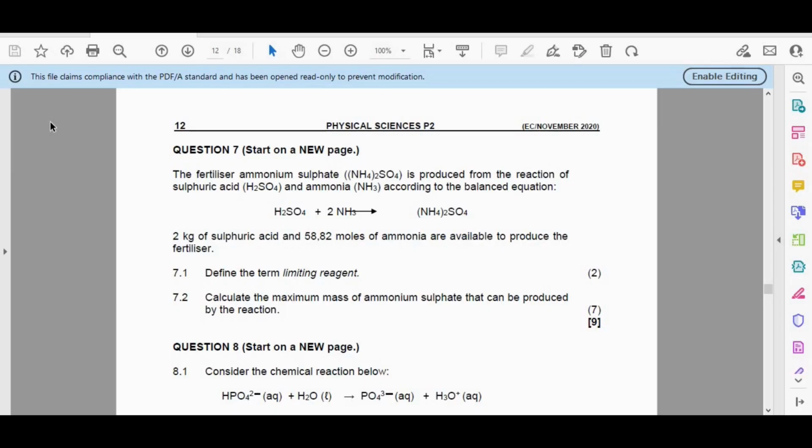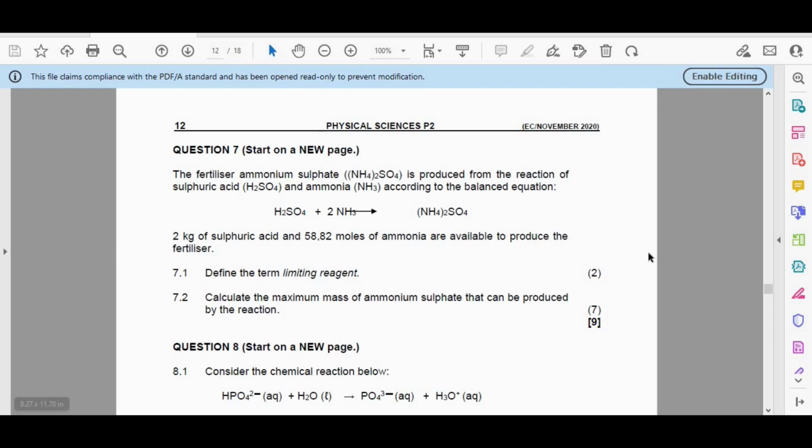Question 7. The fertilizer ammonium sulfate, (NH4)2SO4, is produced from the reaction of sulfuric acid and ammonia, according to the balanced equation: H2SO4 plus 2NH3 gives us (NH4)2SO4. 2 kilograms of sulfuric acid and 58,82 moles of ammonia are available to produce the fertilizer. Define the term limiting reagent.